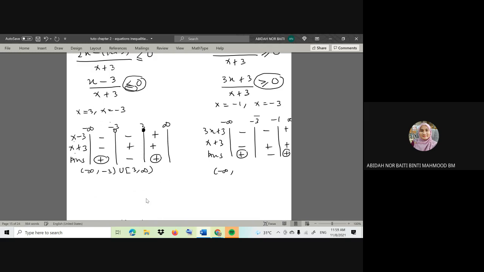Therefore, your answer is negative infinity. Tengok terus ke atas ya. Okay, siapa yang empty? Empty untuk negative 3. Equal sign only for numerator ya, the value of x of numerator. Sebab ada equal sign kat situ. Negative infinity, negative 3. Okay, union, negative 1, infinity.